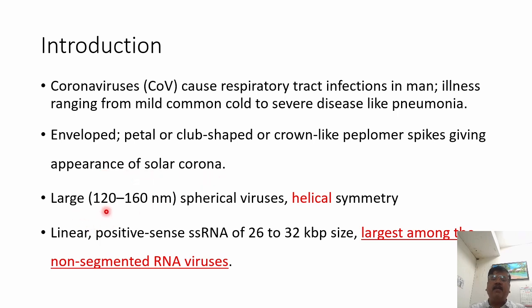It is a large, spherical virus, 120 by 160 nanometers in size, with helical symmetry, having nucleic acid and capsid. The nucleic acid shows helical symmetry. The genome is linear, positive-sense, single-stranded RNA of about 26 to 36 kilobases, the largest among the non-segmented RNA viruses. So these are some basic things about the virus.